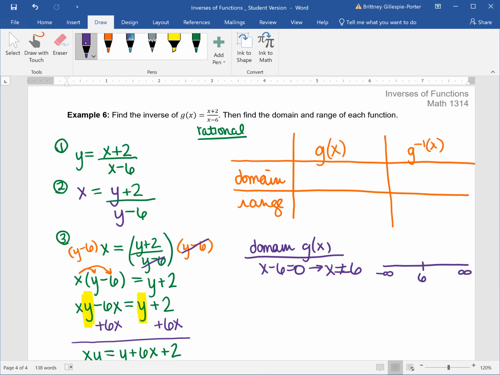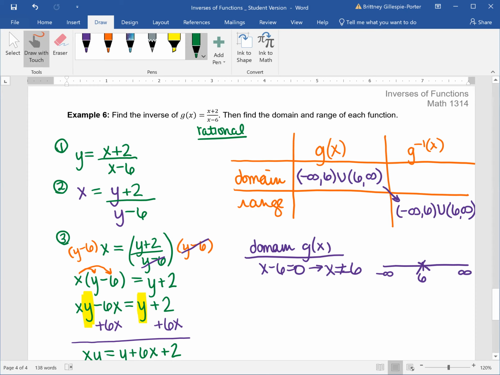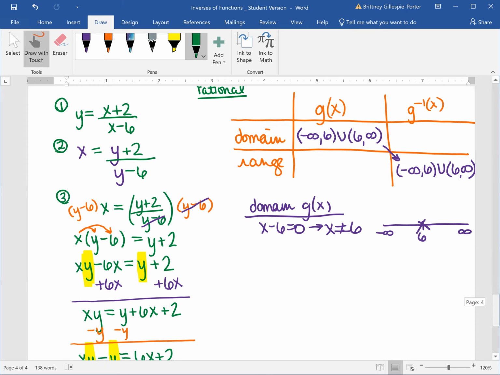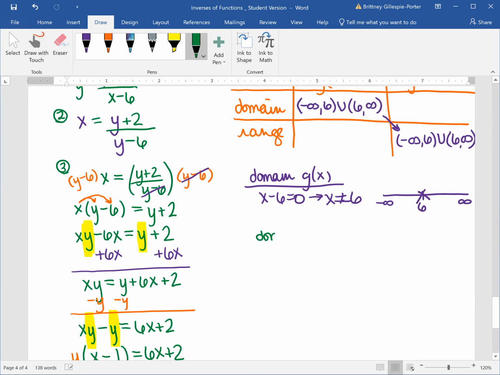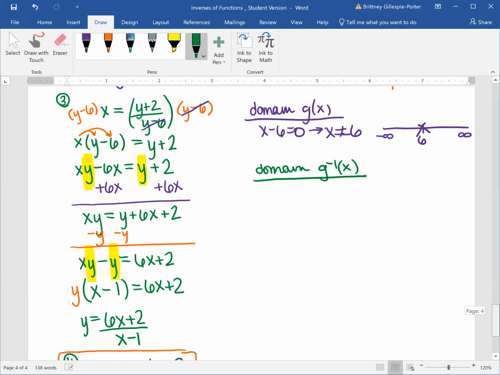If you want to do the number line, you can. Remember, we're not going to use 6. So we're going to have negative infinity to 6, union 6 to infinity. And if we found the domain of the original, we found the range of the inverse. And then let's go ahead and find the domain of our inverse.